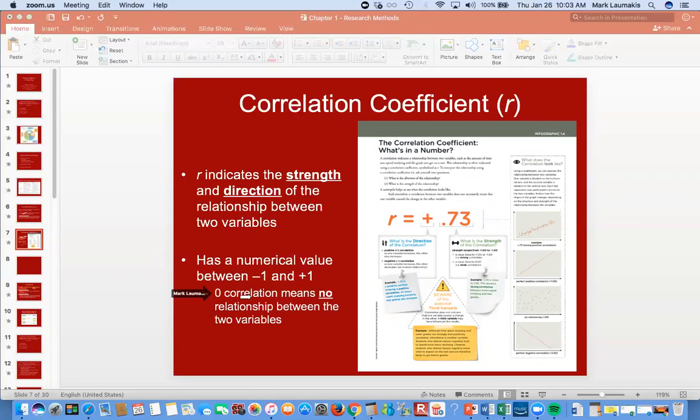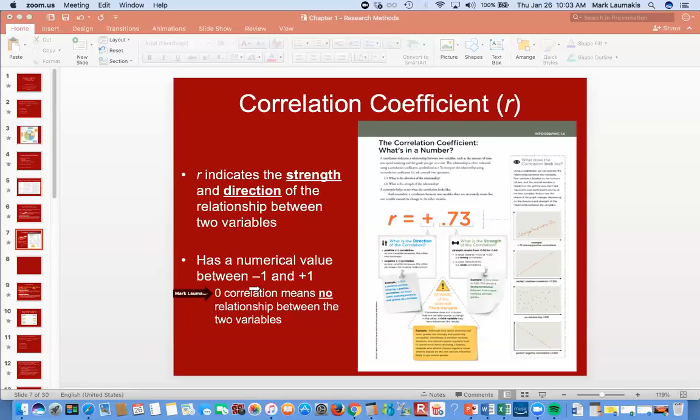A zero correlation means that there's no relationship between the two variables. So over here, this third scatter plot, looking at one variable on the x-axis and the second variable on the y-axis, is a zero correlation. There's no discernible pattern, right? As you look at this, I don't know what's going on there between those two variables. So a zero correlation is pretty unusual, but it can happen, right?